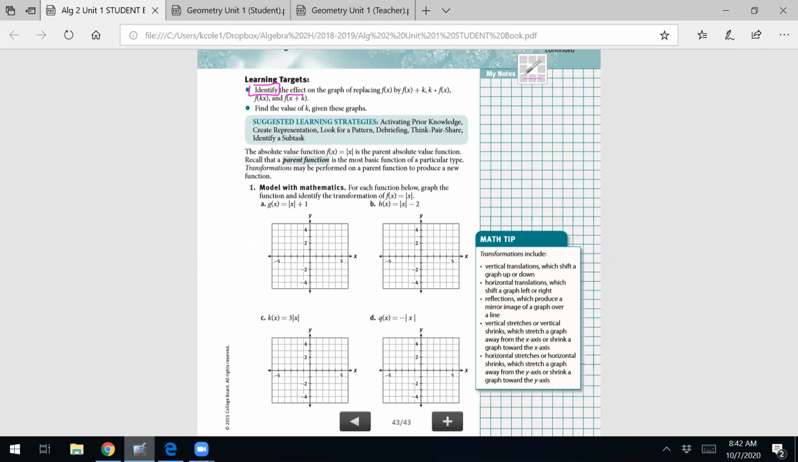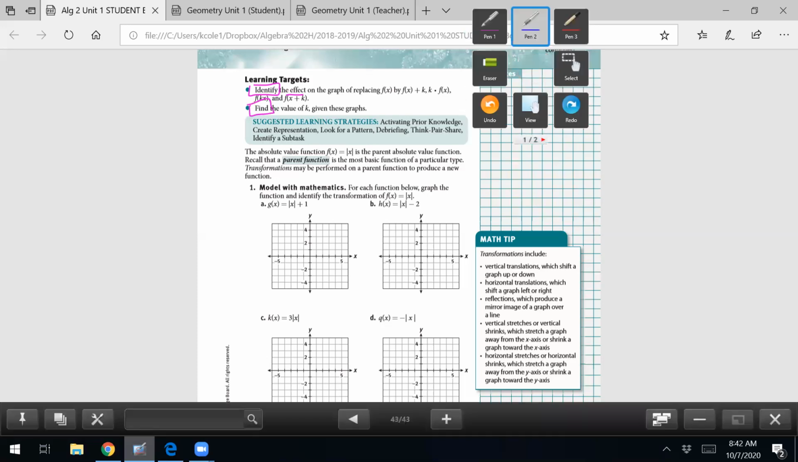And then also it says find the value of k given these graphs. Okay, so before we even get too far on this lesson, I want to just go ahead and give you the formula. So somewhere in the column on your page, write this. This is what this whole lesson is about.